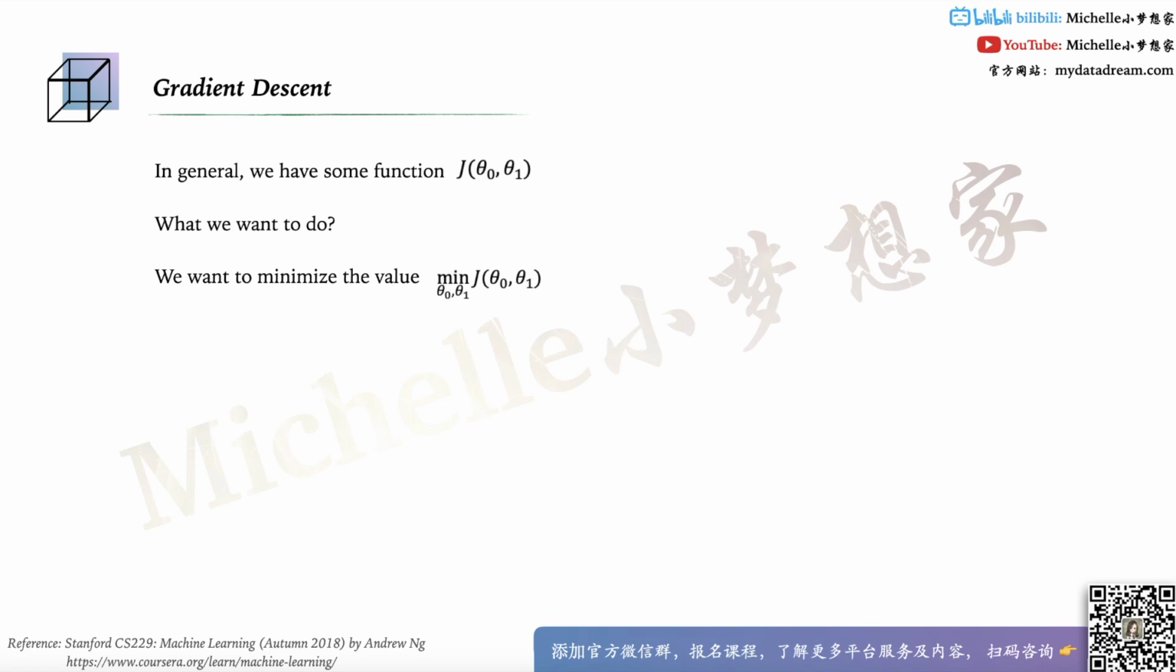First, let's start by understanding what gradient descent is and what problem it aims to solve. In general, we have a function J of theta, like the one from the last video for linear regression. It depends on two parameters, J of theta 0 and theta 1.